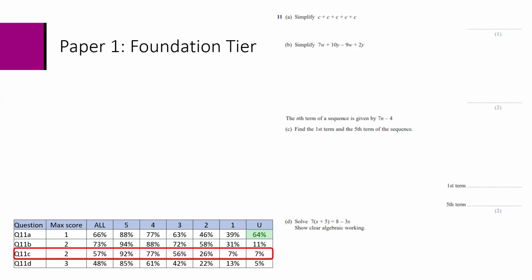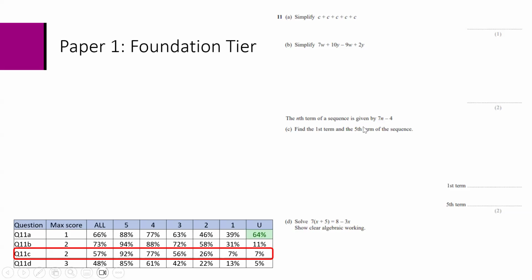So I'm really concentrating here in these slides on topics that performed in an unexpected way. It's fine that students find the questions at the end of the paper difficult and the start easy, but I'm just trying to pick out for you here topics that I would have expected students of these grades to perform better on. And I think question C is actually a key example of this.